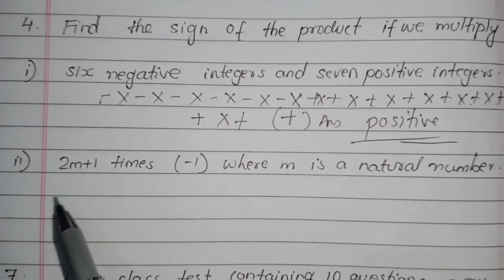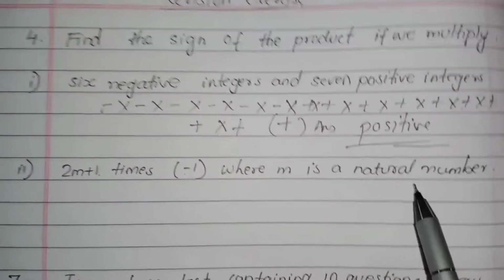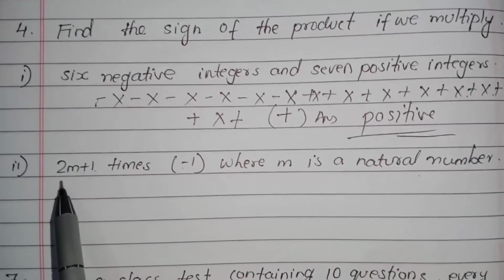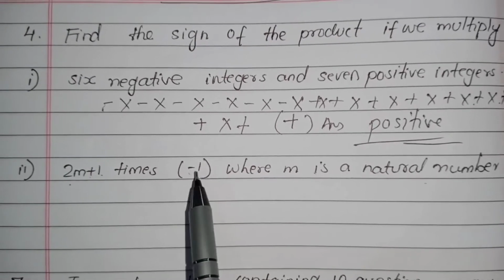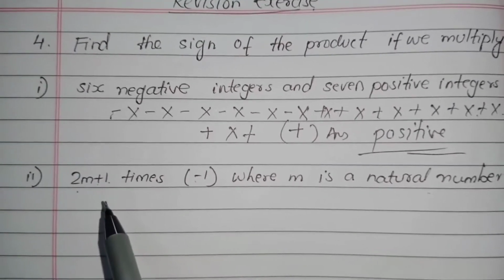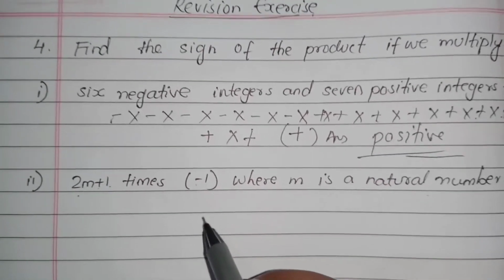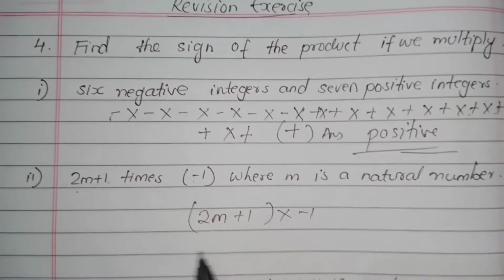Now the next question is 2m plus 1 times minus 1, where m is a natural number. M is a natural number, and you can see it is positive. When it gets multiplied by minus 1, it is negative. So we will get negative only. The sign of this will be negative only. So 2m plus 1 into minus 1.